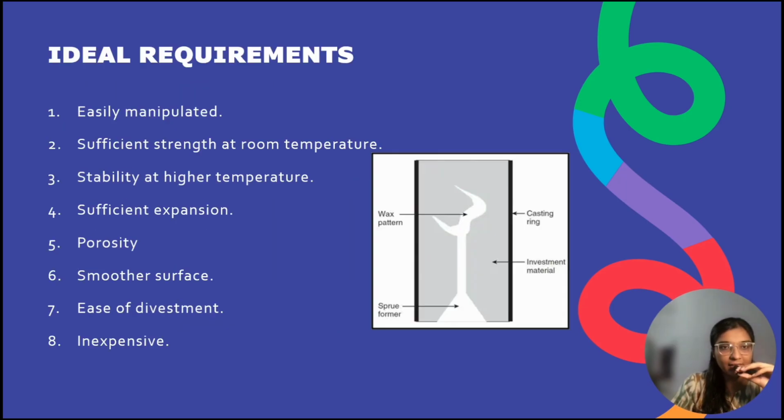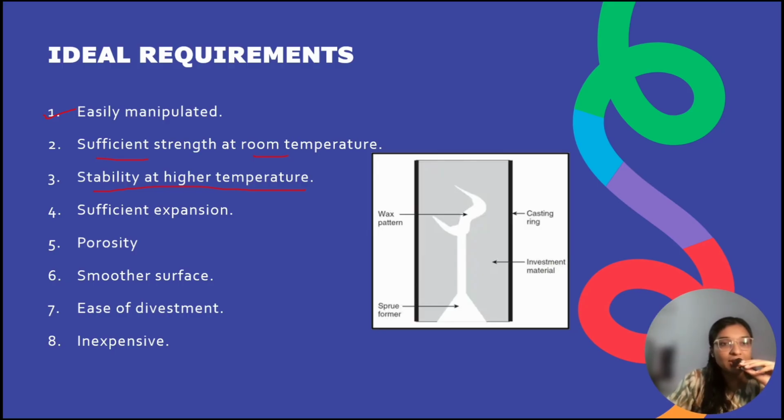refractory material. Now, what are the ideal requirements of the investment material? First, it should be easily manipulated. Then it should have sufficient strength at room temperature as well as stability at higher temperature. Because if we are placing it in the burnout furnace, then it should not undergo fracture or break. It should protect our casting. That's why we need it to be stable.